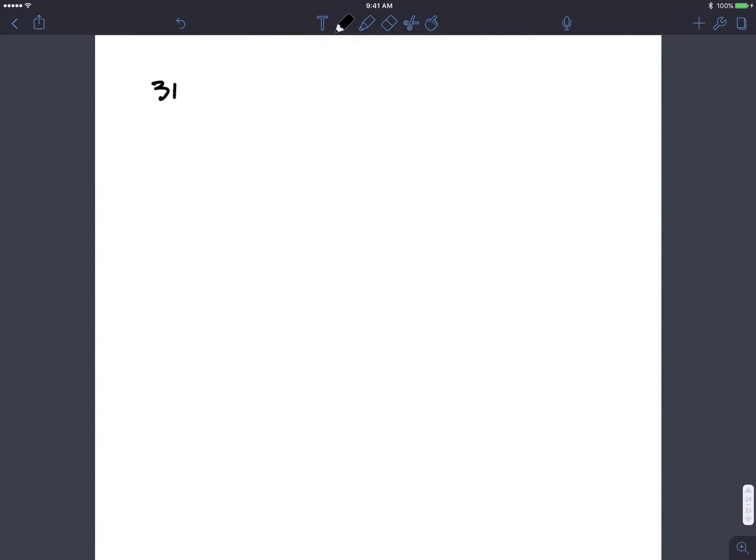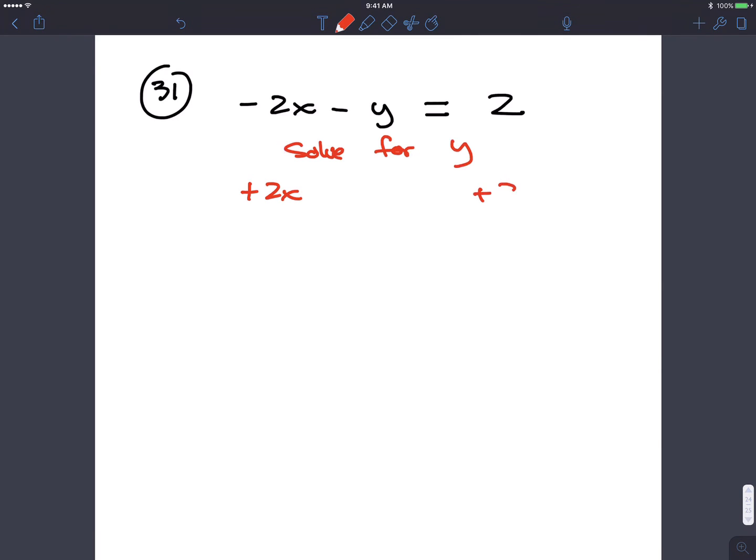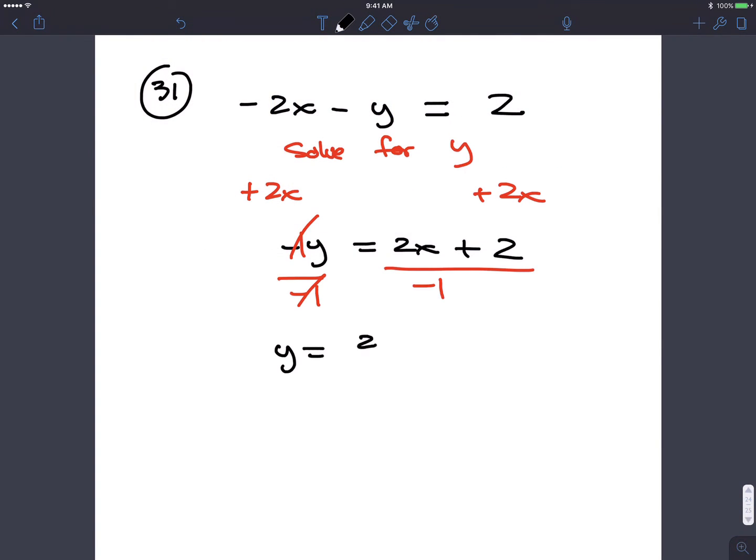Number 31. Negative 2x minus y is 2. We're going to solve for y. We're going to add 2x to both sides. You get negative y is 2x plus 2. You're going to divide both sides now by negative 1. Get y equals 2x divided by negative 1 plus 2 divided by negative 1. You're going to focus on your arithmetic here, your division. You get y equals negative 2x, and positive 2 divided by negative 1 is negative 2.